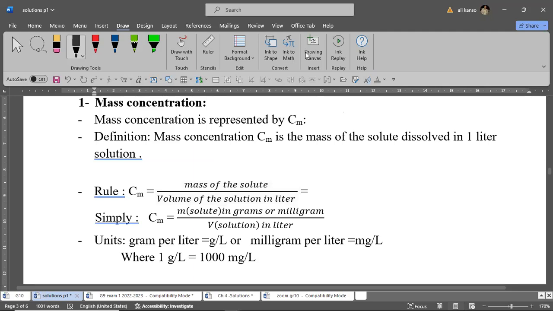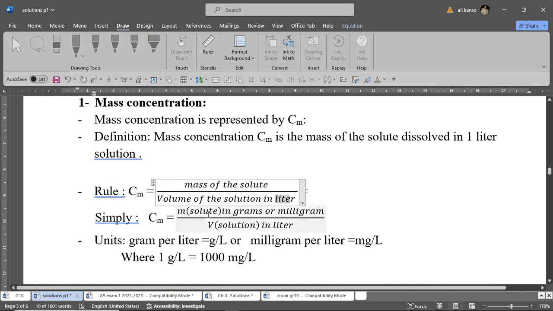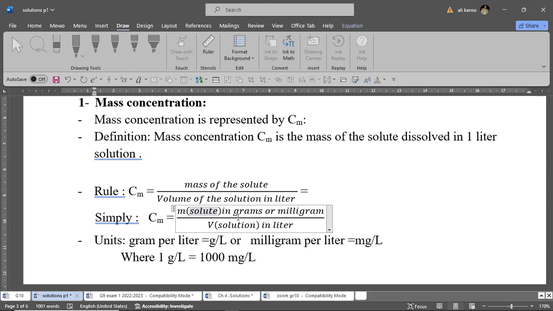C mass: mass of a solute over the volume of the solution, which must be in liters. We can write mass, but instead of writing mass of the solute, we can write M of solute between two brackets over the volume of the solution. Simply, we can write it directly like this.